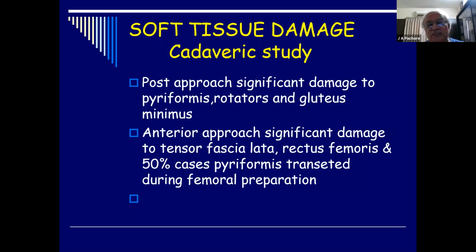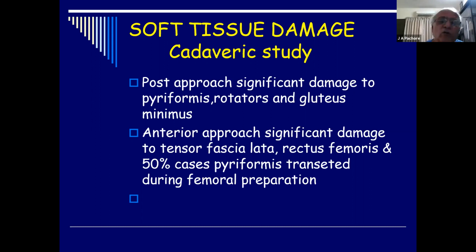Soft tissue damage, a lot of work went on because a lot of people felt that so much retraction is taking place, so much maramari occurring during the surgery because exposure becomes very, very difficult. So a lot of people felt that we are doing a lot of soft tissue damage. So in a lot of cadaveric studies, the posterior approach has significant damage to piriformis, rotators and gluteus minimus. That is the posterior approach. The anterior approach has significant damage to tensor fascia because you require a lot of release.